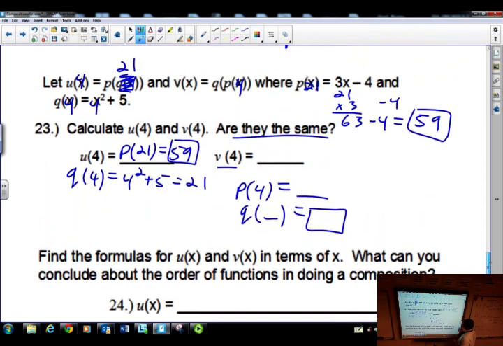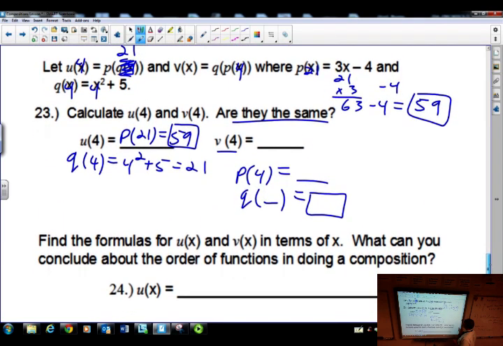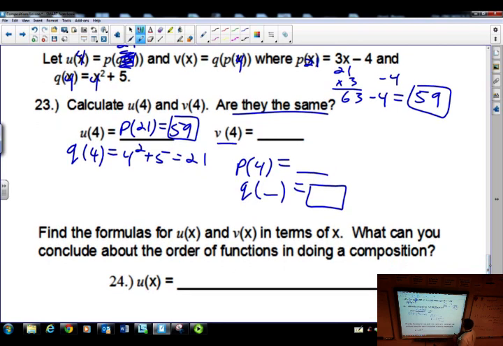So u of x, let's see here. So u of x is p of q of x, right? P of q of x. If it cuts out, then I'll just do this in class. You can ask me, or try your best.